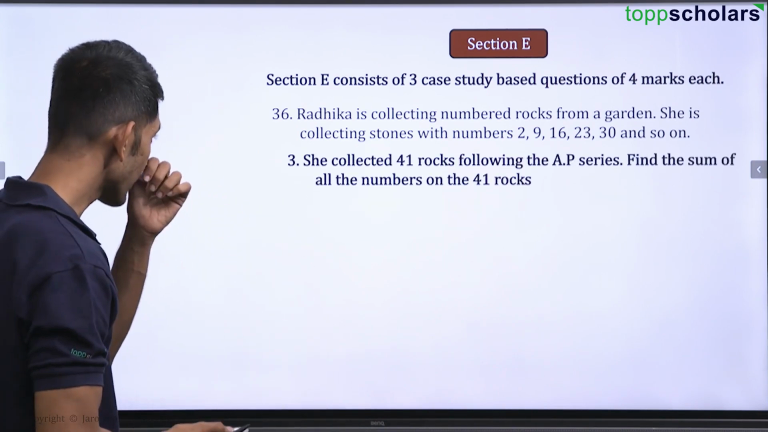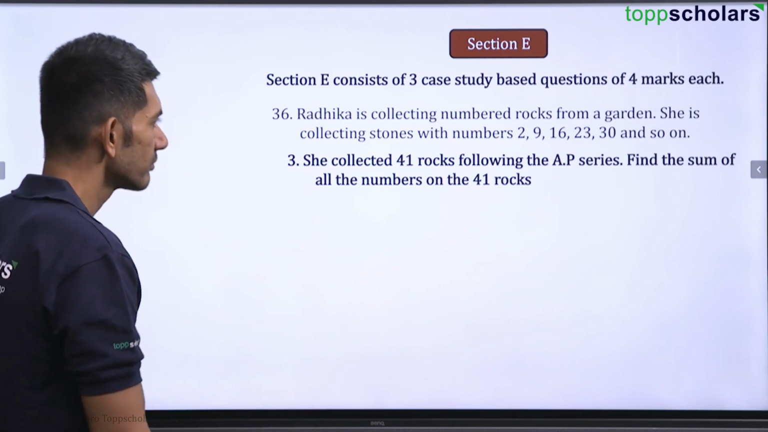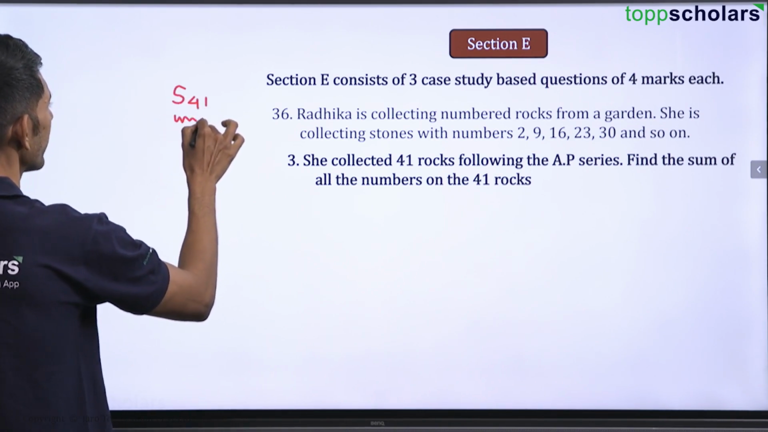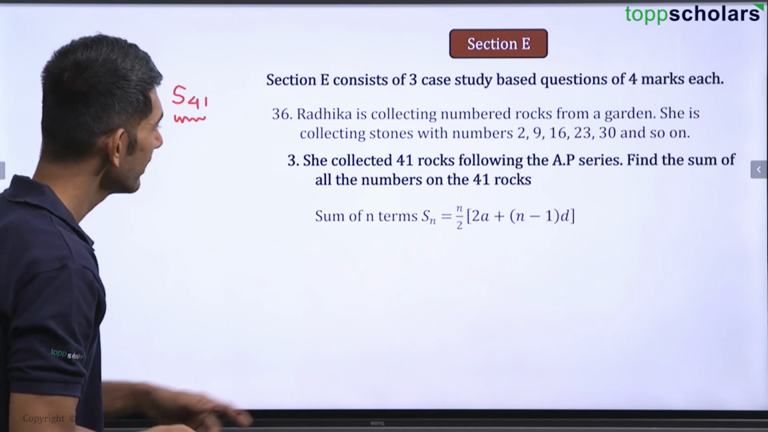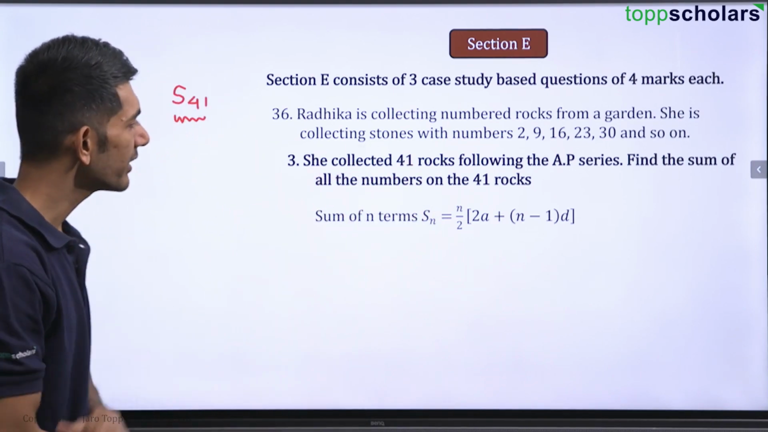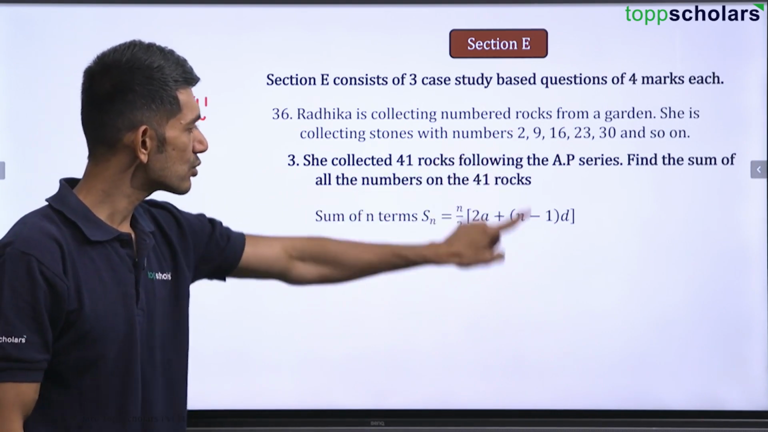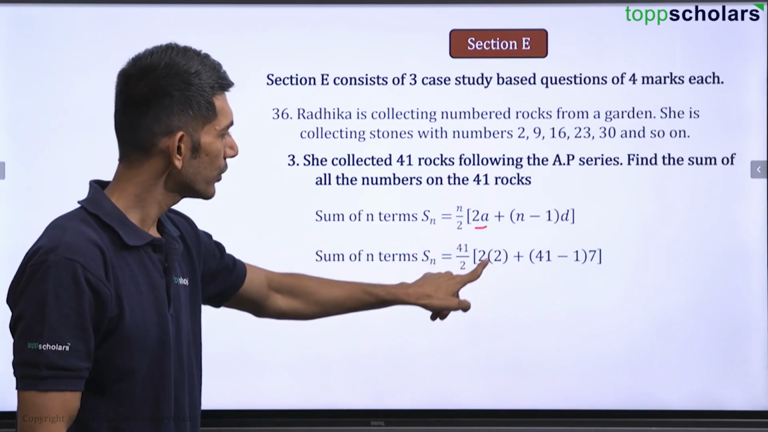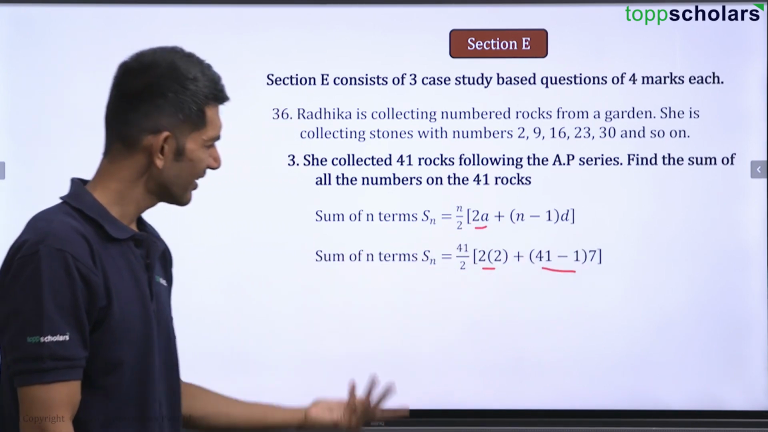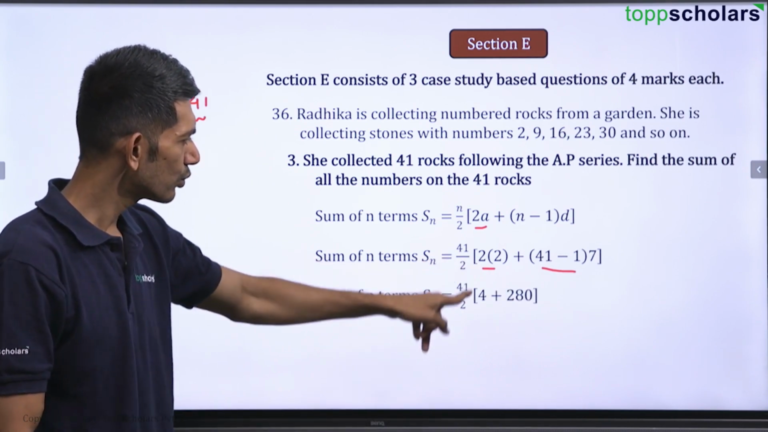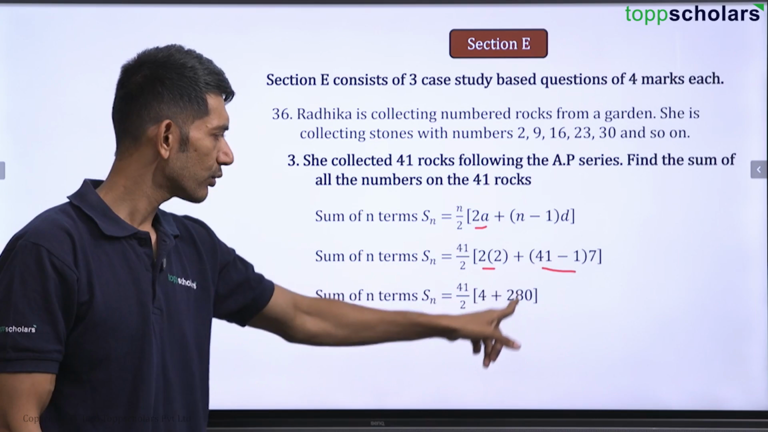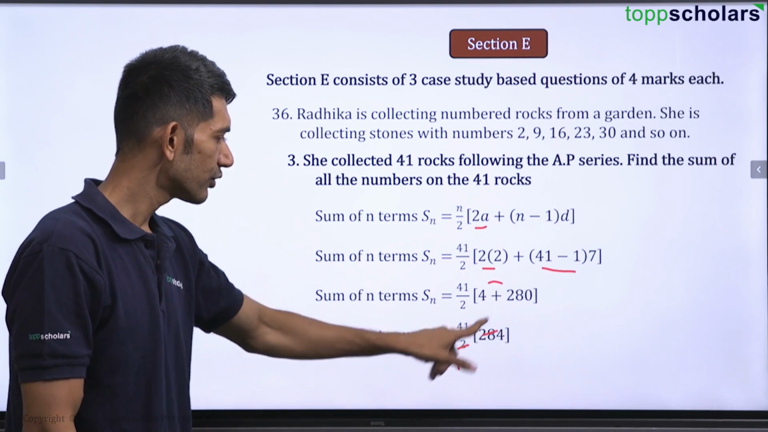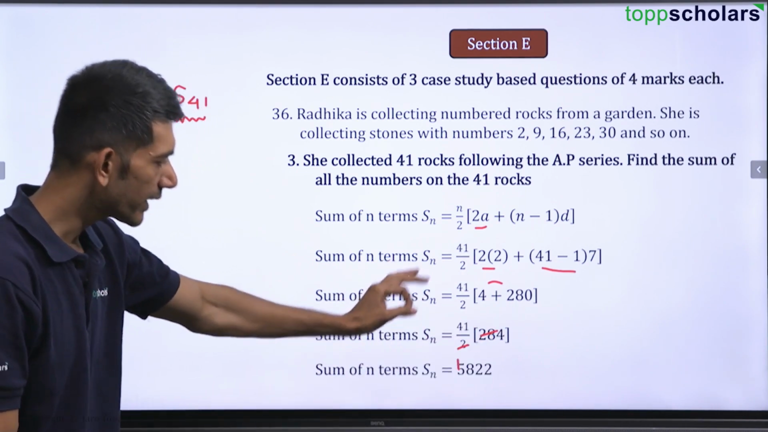Now the next question says she collected 41 rocks. So we are just supposed to find out S41. This is very simple, isn't it? What is the formula for Sn? Sn is equal to n by 2 into 2a plus n minus 1 into d. n is 41, a is 2, d is 7. Put the values: 41 by 2 into 2 into 2 plus 41 minus 1 into 7. 2 2s are 4. 41 minus 1 is 40, 40 into 7 is 280, 280 plus 4 is 284. So that is 41 by 2 into 284. This is 1, this is 142. 142 into 41 is 5822.